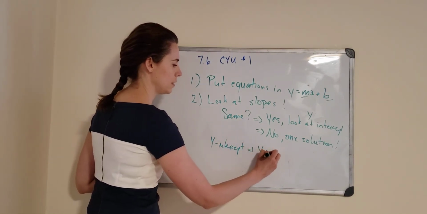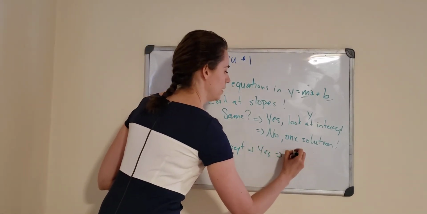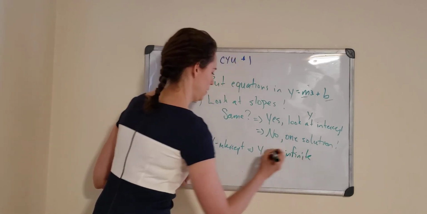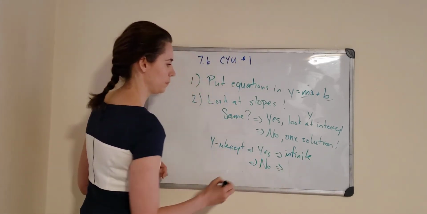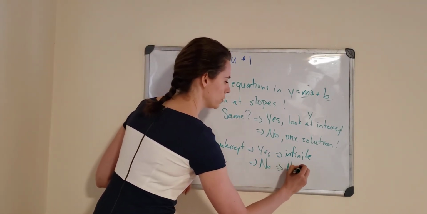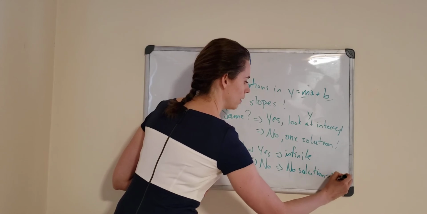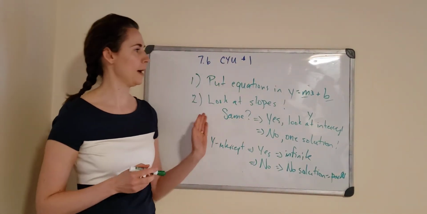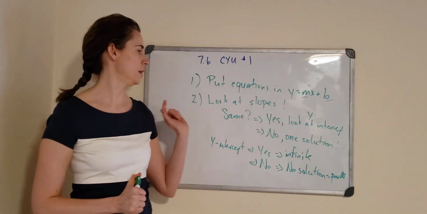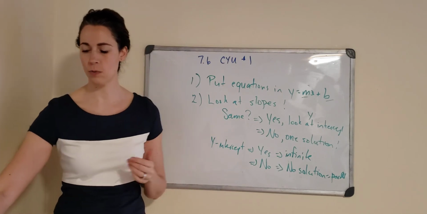So you have the same slope, and if the y-intercept's the same, how many solutions will you have? Infinite, because it's the same line. If the y-intercepts are not the same, you will have no solution because they are parallel. Okay, so that's a little quick recap. Put your equations into that form. Look at your slopes. If they're the same, look at your y-intercept. Is that the same as well?